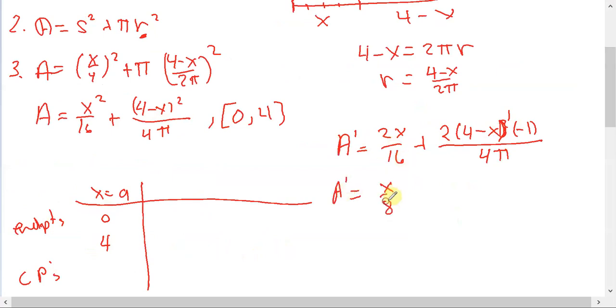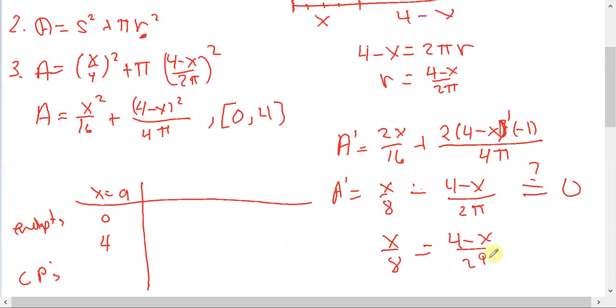This is x over 8 plus, over here the 2 cancels, and actually this is minus since I got a minus in there, so I'll have 4 minus x in the numerator and just a 2 pi in the denominator. And so I set that equal to 0 to find the critical point, and what I get here is x over 8 equal to 4 minus x over 2 pi.